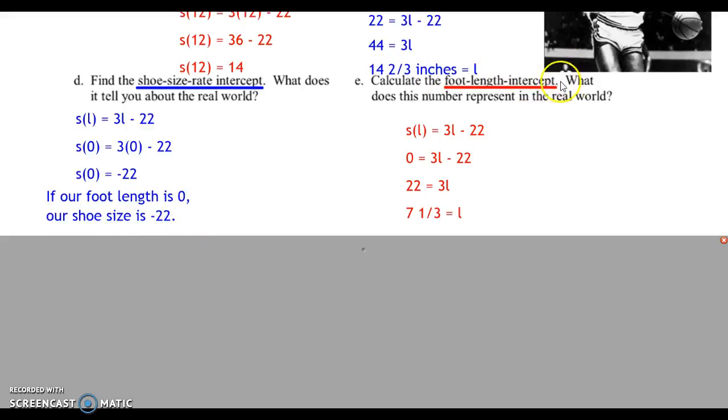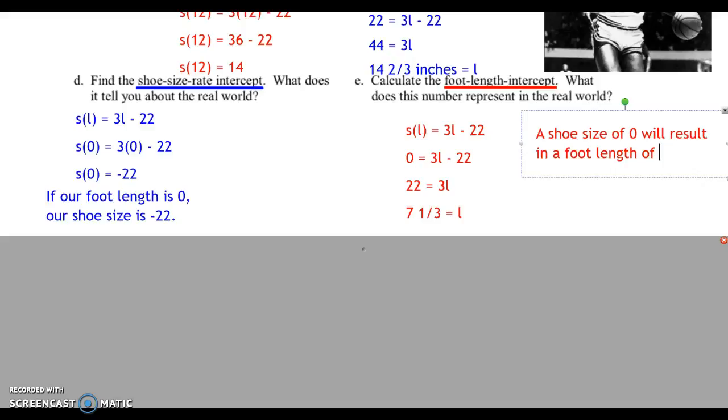Next, it says to calculate the foot length intercept. I'm sorry, the foot length intercept is what size the foot will be if it is a shoe size of 0. So we can see here that 7 1/3 is equal to L, which means, of course, that a shoe size of 0 will result in a foot length of 7.3 repeating.